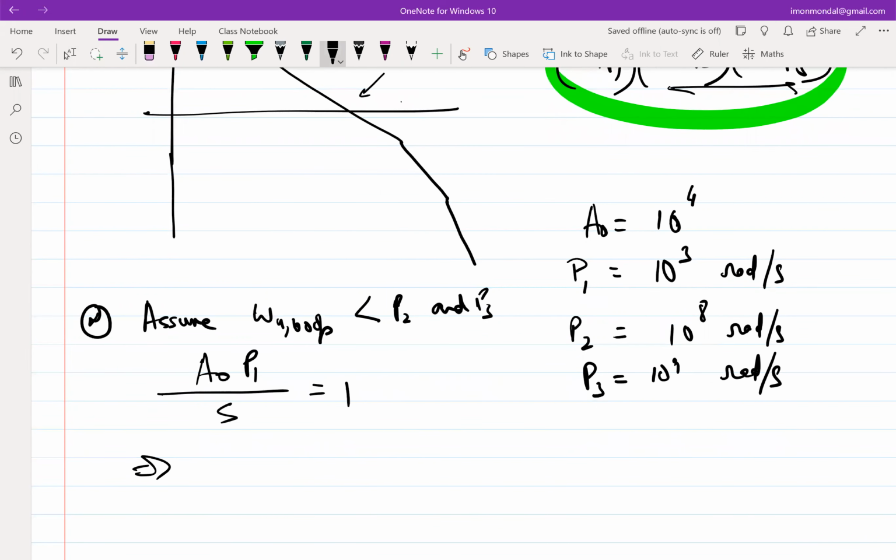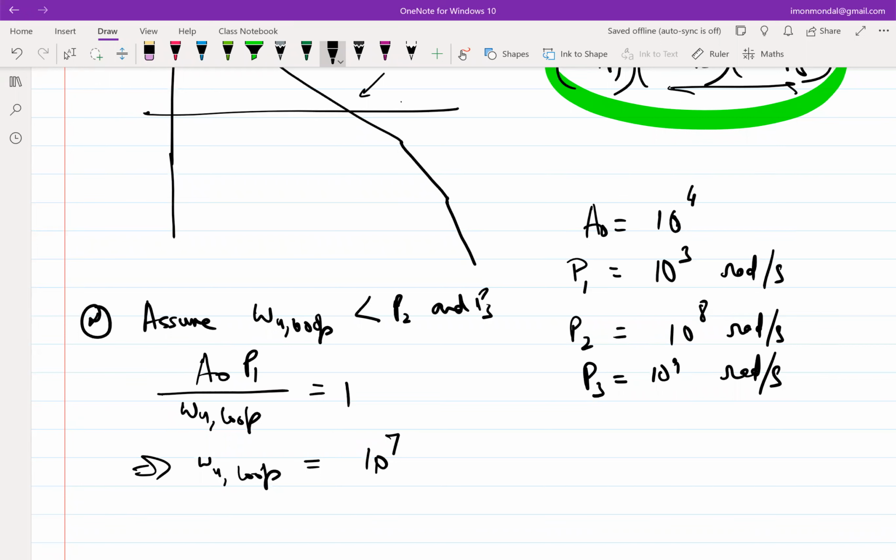So if S becomes omega U loop, how much is it then? 10 power 7. So this assumption becomes valid, right? If the assumption is valid, you don't need to proceed any further to figure out what omega U loop is.